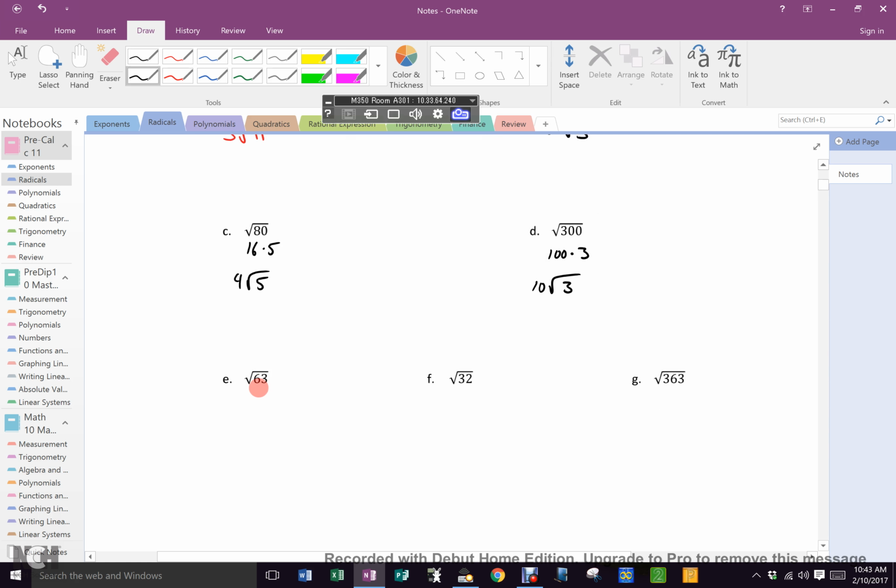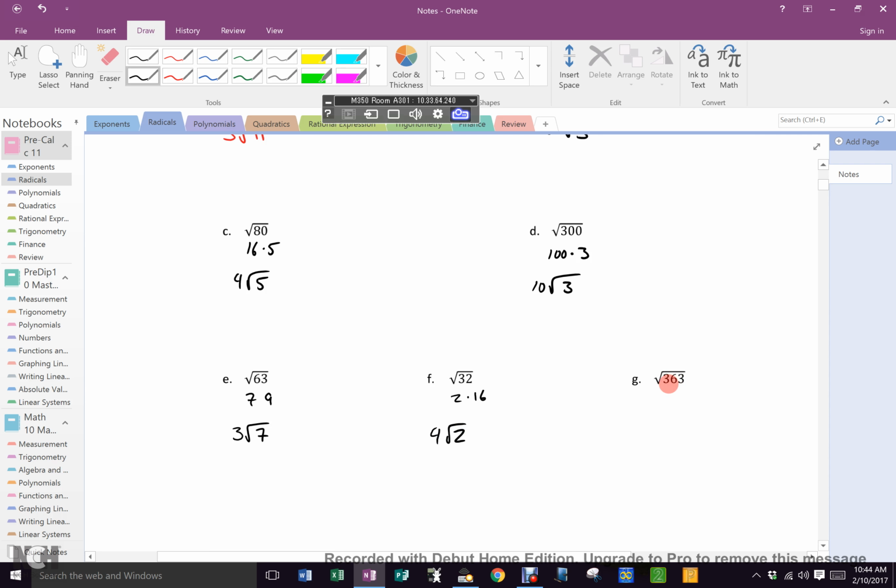This is when I find out who really memorized their times tables in grade 3 with Mrs. Badcrumble. 7 and 9. What's got a square root? The 9. 3 root 7. 32. 8 times 4. 2 times 16 is what I would use, because 16 has a square root. 4 root 2. Right?